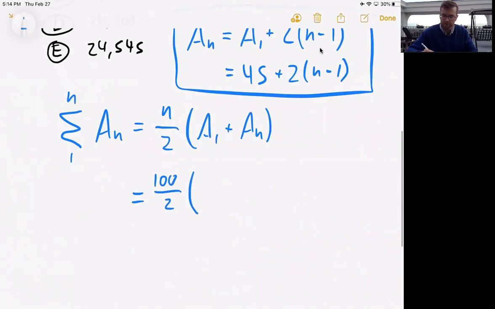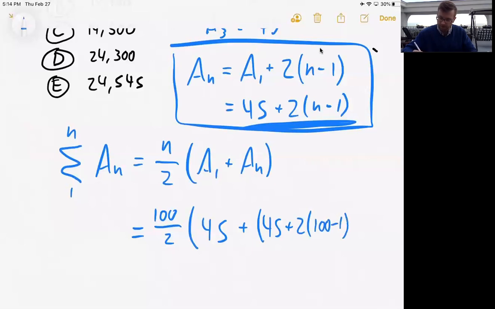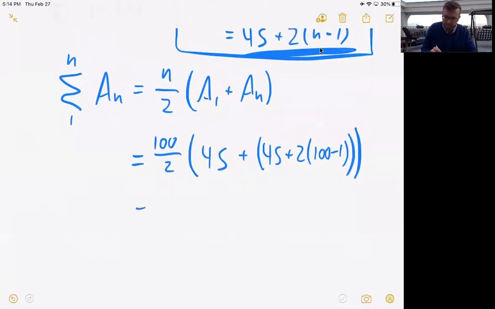It's the number of terms, and the first term was 45. The last term we can get with this formula: the last term will be 45 plus 2 times 100 minus 1. Okay, one more parenthesis there. Now we have a little bit of arithmetic to do. I'll just make that a 50. This is a 99. 2 times 99 is 198. 198 plus 45 is 243.